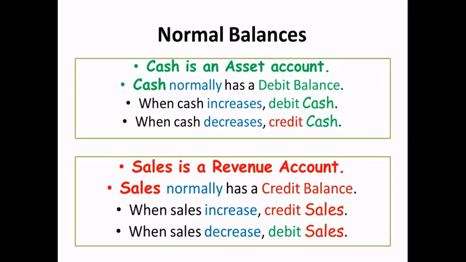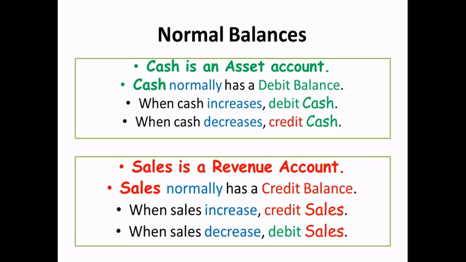So as a summary, cash is an asset account, so it has a debit balance normally. When cash is received in a business, the account cash is debited. When the business pays out cash, the account cash is credited.